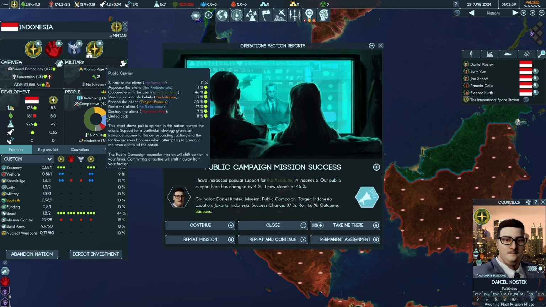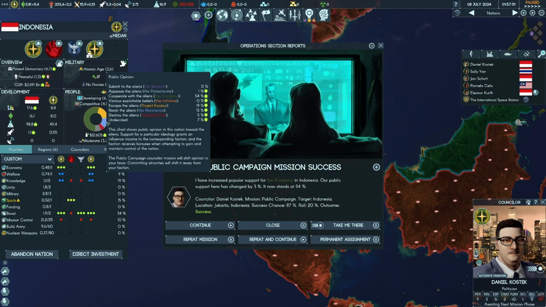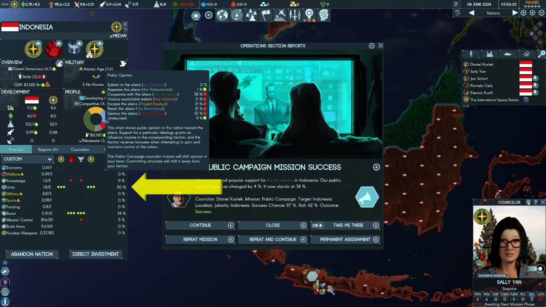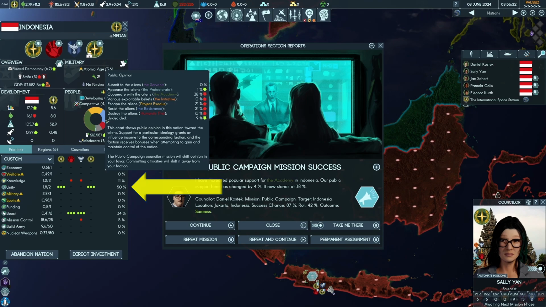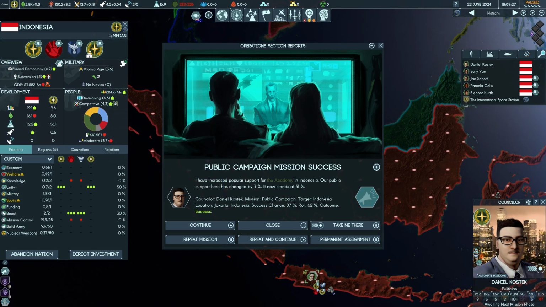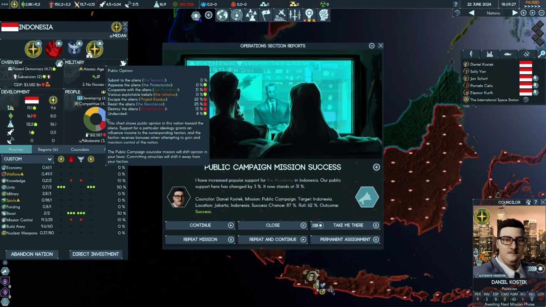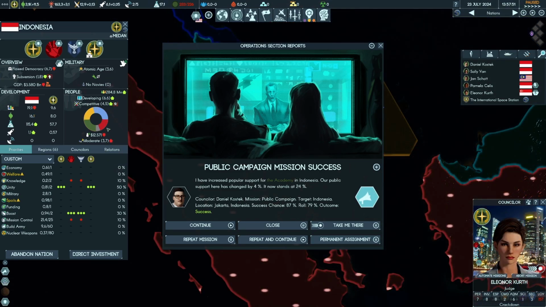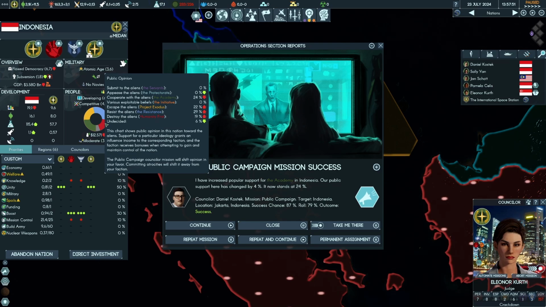As you can see in this example, I conducted public campaigns in Indonesia, and they are shifting the opinion towards my side. But by pumping so many investment points into Unity, I completely outweighed its effect, and the Academy's influence continued to shrink in Indonesia. I hope I could show you that investing in Unity does not always influence public opinion in our favor, when we share nations with other factions.